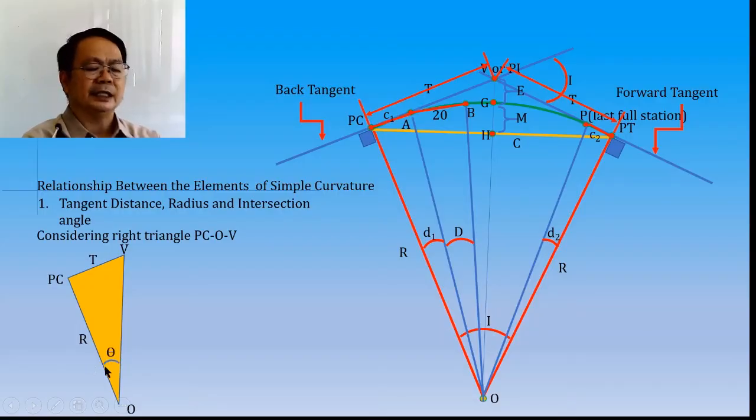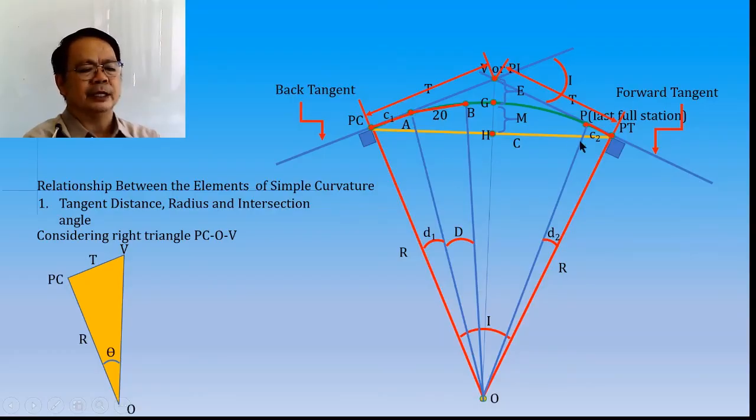This angle is not yet known, so let's call it theta. Ang tanong, can we solve for the theta? How are we going to show the magnitude of this angle theta? Para makita, buuin ko muna itong, ipakita ko yung other side of this triangle.